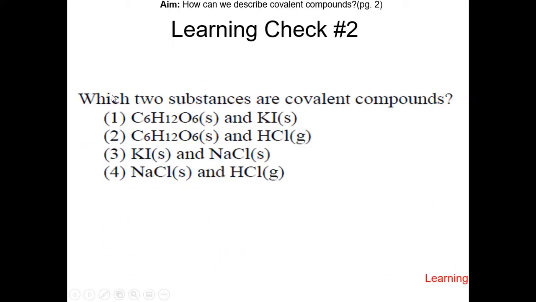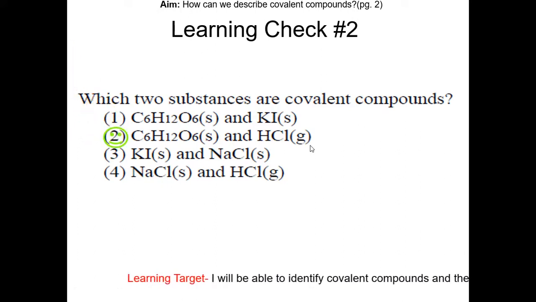Learning check number 2. Which two substances are covalent compounds? Pause the video and resume once you're done. So covalent compounds are between nonmetals. So if we look at choice 2, it's the only one with only nonmetals. The other ones have metals in them.